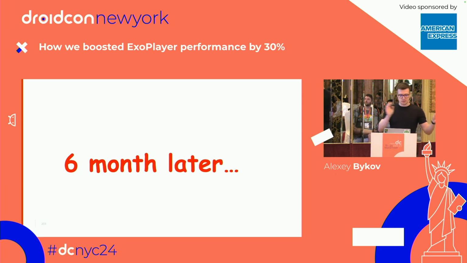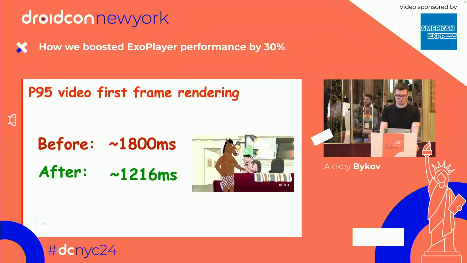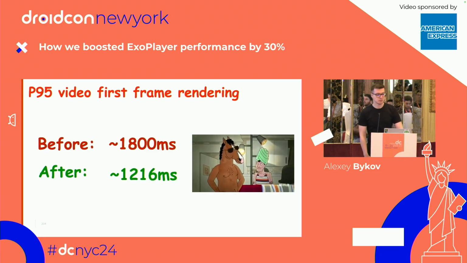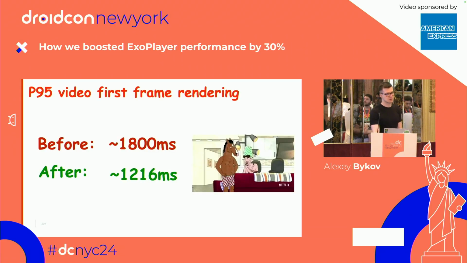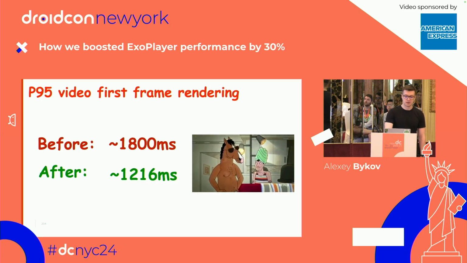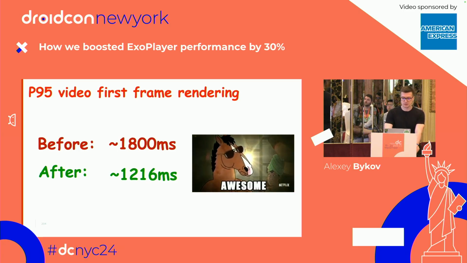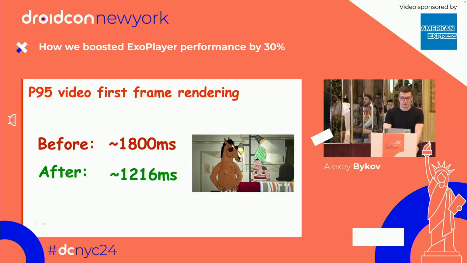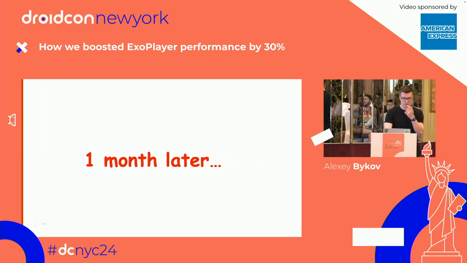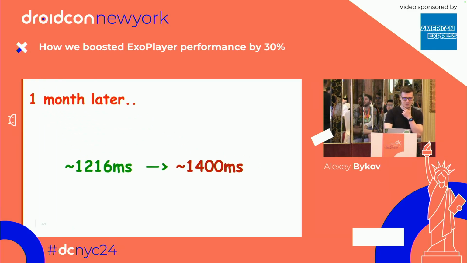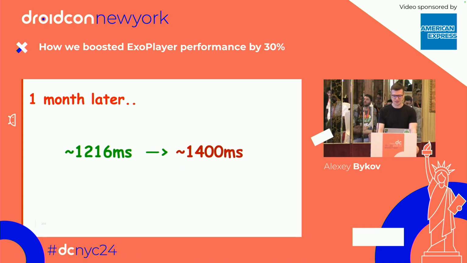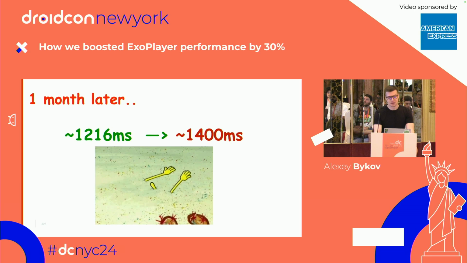So we implemented all of this stuff. 6 months later, things started to be way better in terms of P95 first frame rendering, like 30%. We were really excited about it. I even decided to submit this talk. But 1 month later, we actually started to have some spike. We just started to get worse by around 200 milliseconds. And again, we are fighting for every millisecond. This is a really bad feeling.